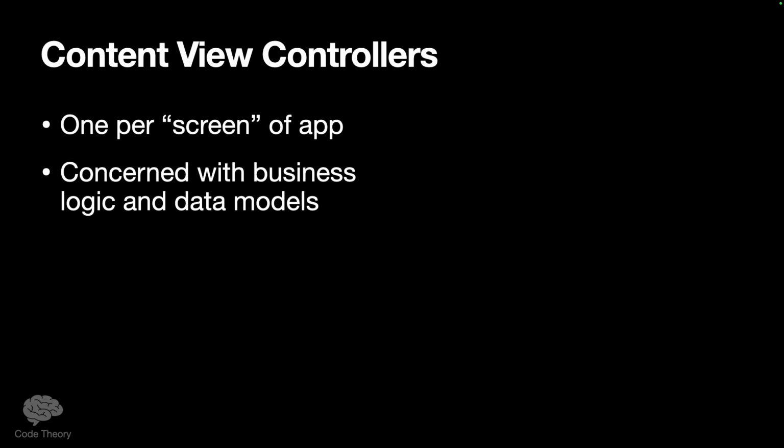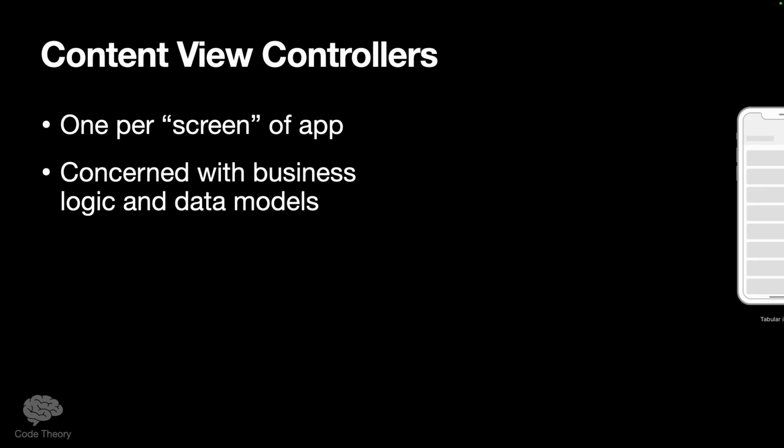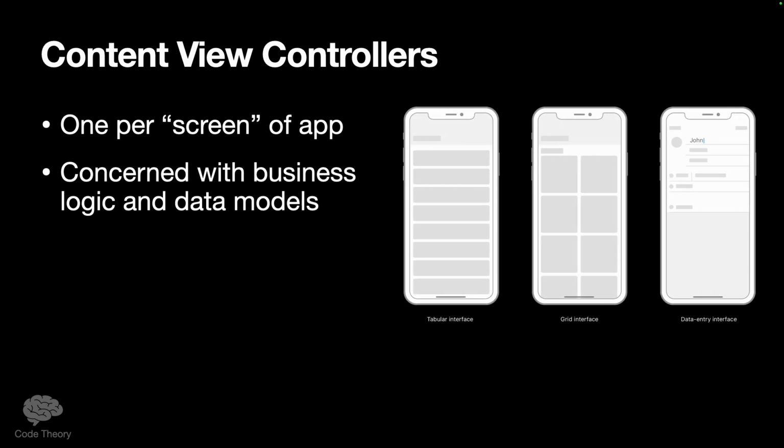Content view controllers are the kind of view controllers that are concerned with your business logic and your data models, as I mentioned before. Here are a number of examples of content view controllers you might create. Tabular interfaces, which is kind of a list, a row of pieces of data. A grid interface, right? It's a grid of a bunch of data. You'll recollect that there was something called a table view, which looks a lot like this thing to the left.